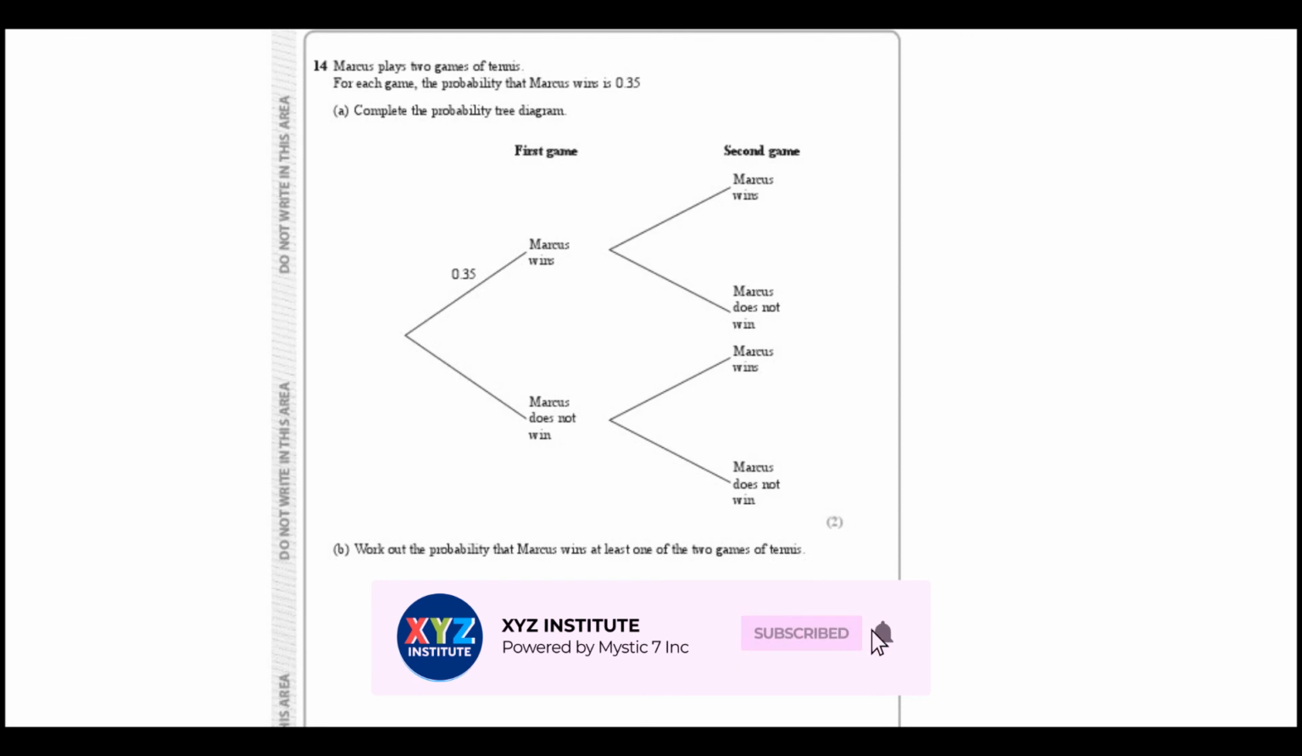Question number 14. Marcus plays 2 games of tennis. For each game, the probability that Marcus wins is 0.35. Complete the probability tree diagram. So we know how this works. When you are winning, the probability of winning is 0.35.